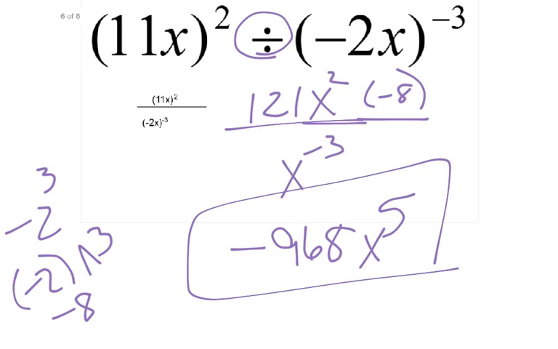The confusing part is that negative 2 to the negative 3. The negative 3, move it, and it becomes negative 2 to the positive 3. And negative 2 to the positive 3 is negative 8.